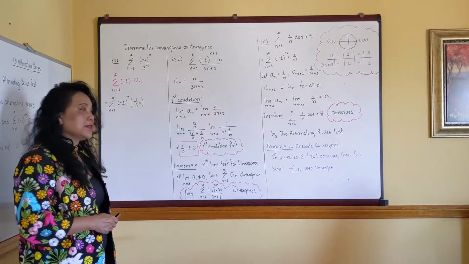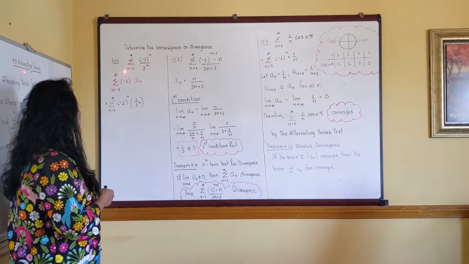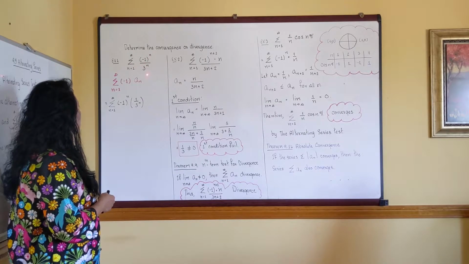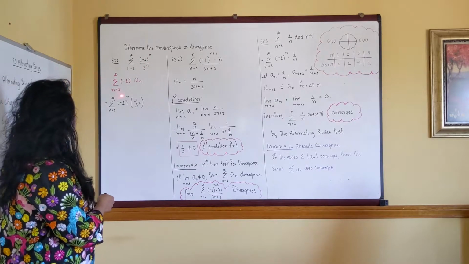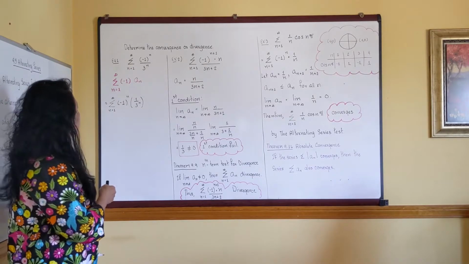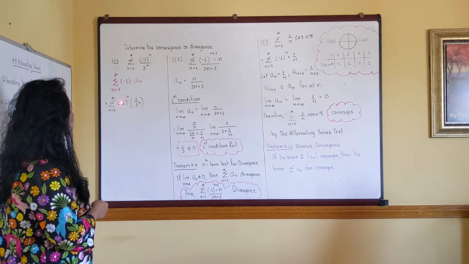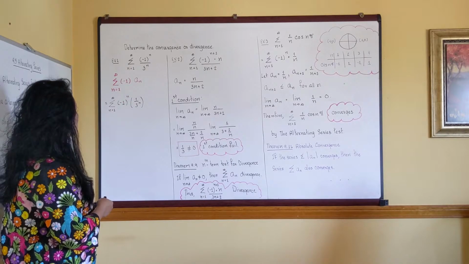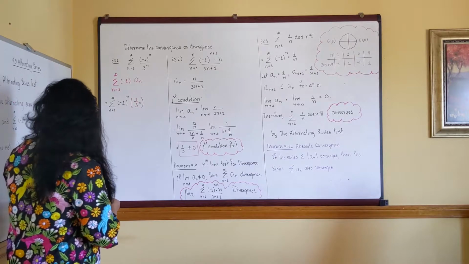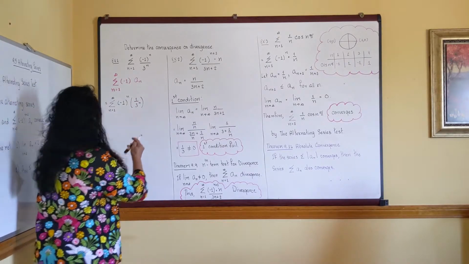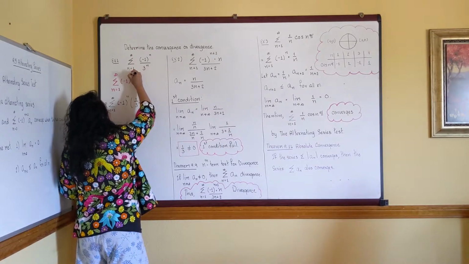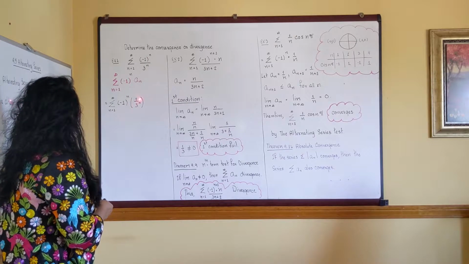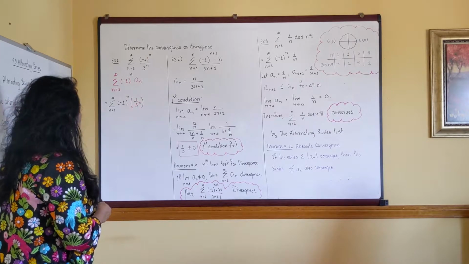Alright, let's look at our first example. I have sigma n from 1 to infinity of negative 1 to the n over 3 to the n. I have to put this in the general form, so I will rewrite it as negative 1 to the n times a sub n. I'm sorry, I forgot to put the n here, it should be n right here. Now it's in the right form, so my a sub n is 1 over 3 to the n.